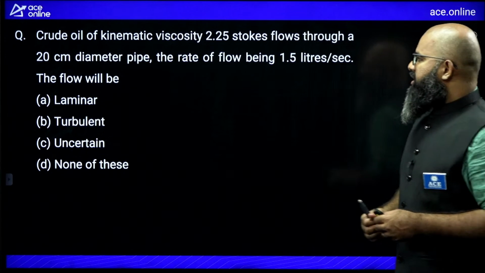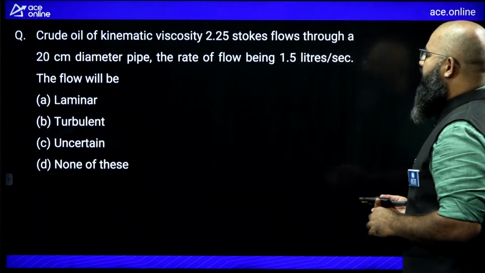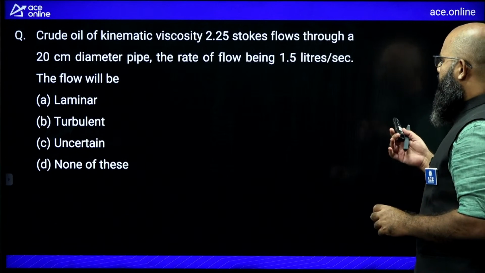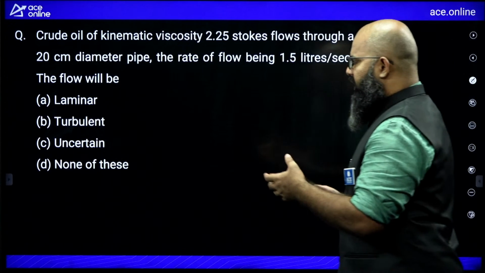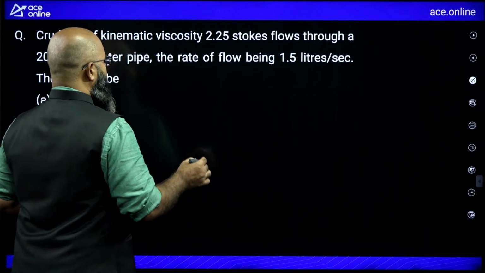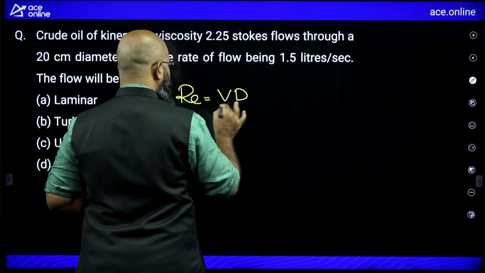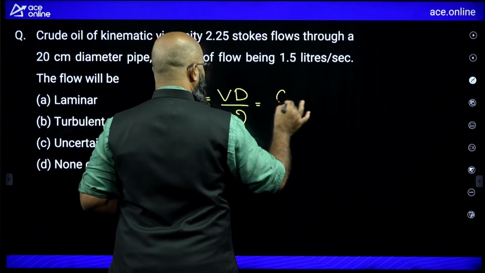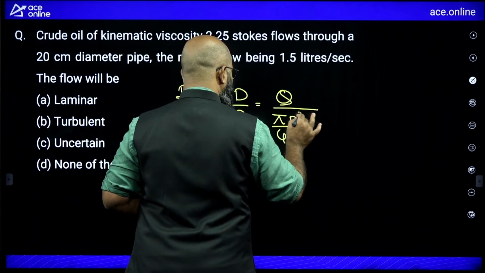Look at this question. The question is saying crude oil of kinematic viscosity 2.25 Stokes flows through a 20 cm diameter pipe at a flow rate of 1.5 liter per second. What kind of flow will we be having? Similar question we have done. Again, these kind of questions are very frequent, so I have taken again. Okay, we need Reynolds number. Reynolds number is equal to how much? Vd by nu. V is equal to Q upon area. Area is equal to pi by 4 into d square.